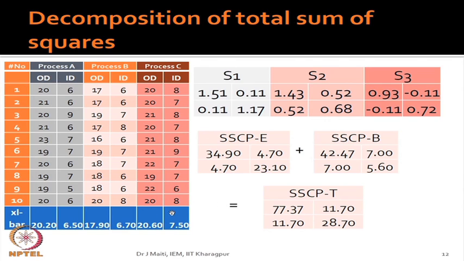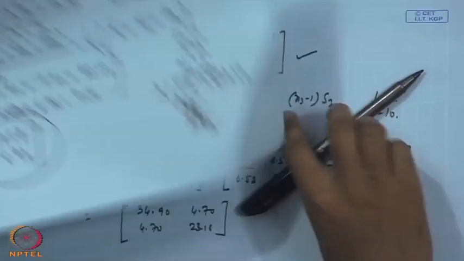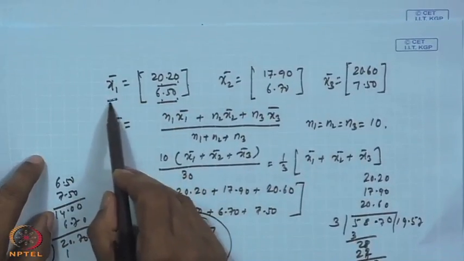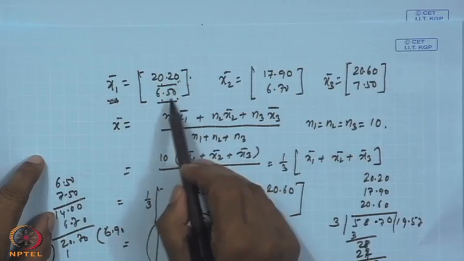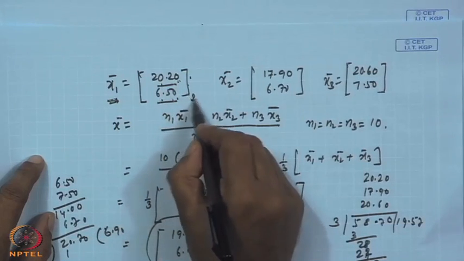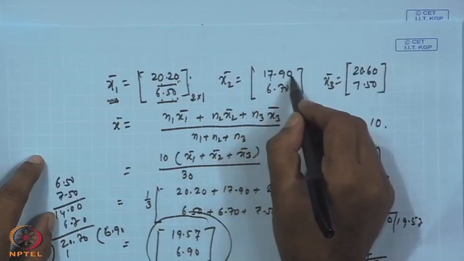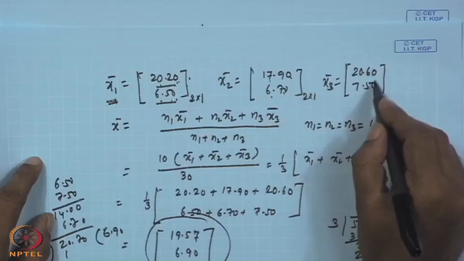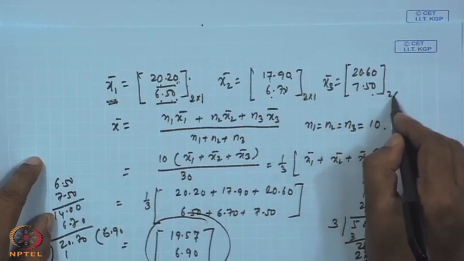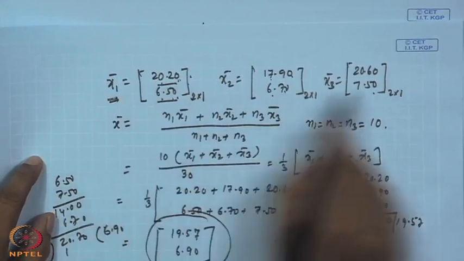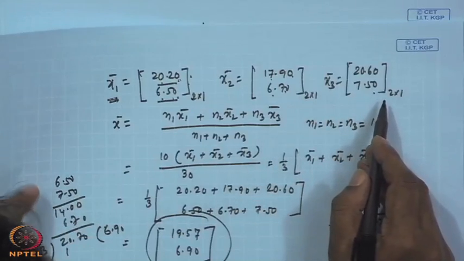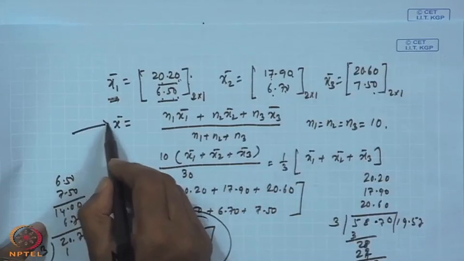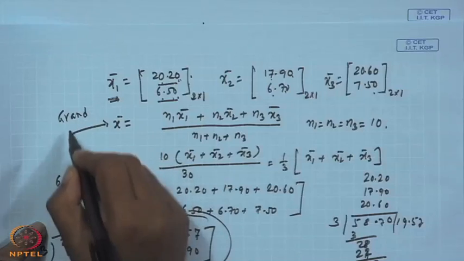For this, you have to first find out the mean vectors, and these mean vectors are like this. These mean vectors are x1 bar equal to 20.20, 6.50, this is a 2 cross 1 vector, 17.90, 6.70, this is also 2 cross 1, and x3 bar is 20.60, 7.50, this is also 2 cross 1. Using these three mean vectors, you have computed the grand mean. You have already computed the grand mean.